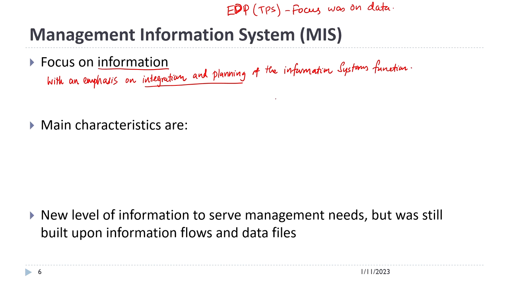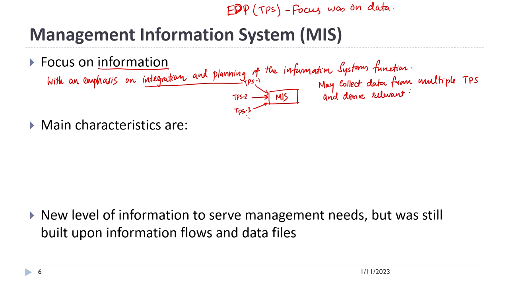So in this case, you may have an MIS, and the MIS will be dealing with TPS 1, TPS 2, TPS 3, etcetera. So you may have multiple transaction processing systems, which will all be providing information to one MIS. It may collect data from multiple TPS and derive relevant or valuable or necessary information for the middle level management.